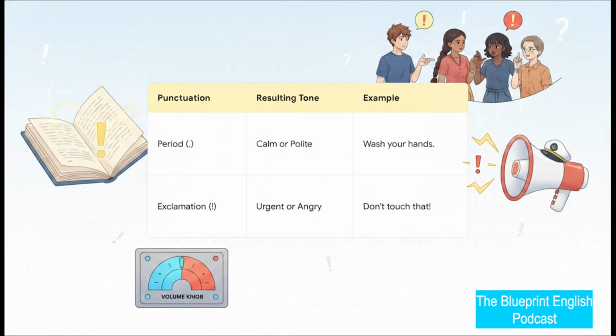Now, punctuation is actually huge here. It completely changes the intensity of the sentence. A period maps to a standard calm tone. It's just a simple fact of life, like wash your hands. It's calm, routine. But swap that period for an exclamation mark, and it instantly signals high intensity, urgency, or even anger. Don't touch that! You can literally feel the difference in the delivery, right? Punctuation is basically the visual volume knob for your commands.